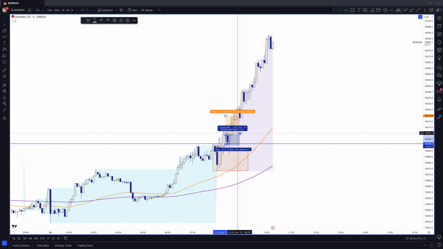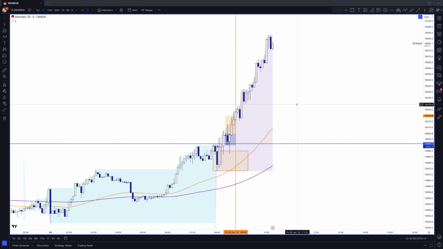Just 5 minutes before the news came out, I exited my position. I think it was here, like that. That's what I usually do. When these high impact news are coming out, I exit my positions 5 minutes before because I don't want to be in this high impact news. But this is only for high impact news. So yeah, this was this trade.